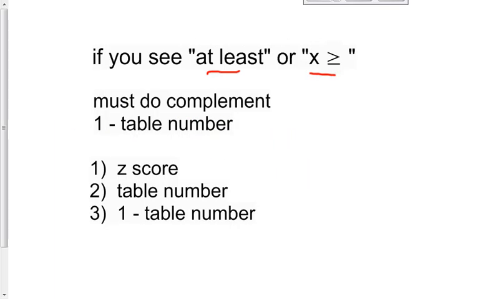The one time that you have to be very careful is if you see the phrase at least, if they're looking for a probability that x is at least a number, or if you see the symbol greater than or equal to, then you actually have to do one extra step, and that's the complement. If you can remember, in the last chapter we did complement. Complement is 1 minus what the original was that we were looking for. We have to do that if you ever see the phrase at least or x is greater than or equal to. So again, your steps, you're going to do the z-score first. You'll take the z-score to the table, but then here's where you're going to do that one extra piece, 1 minus the number that you get in the table.